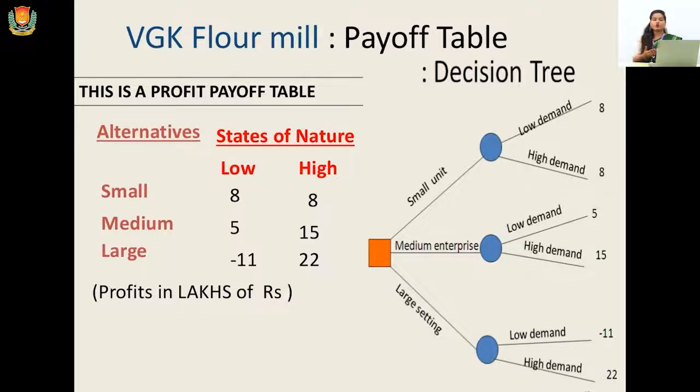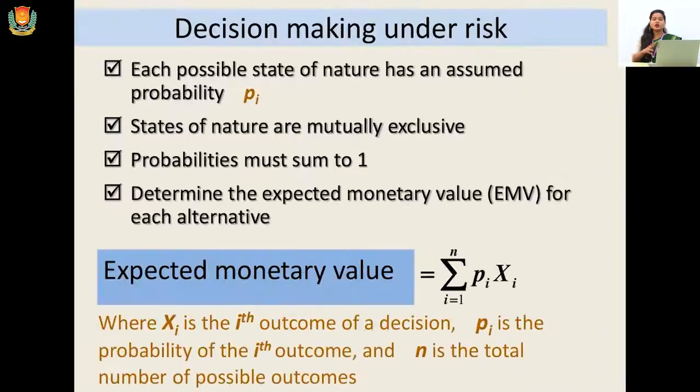If it is small, then for low and high state of nature I have given 8 and 8. For medium, I have given 5 and 15, and for large it's minus 11 and 22. Accordingly, I will multiply these by the probabilities and calculate the values.